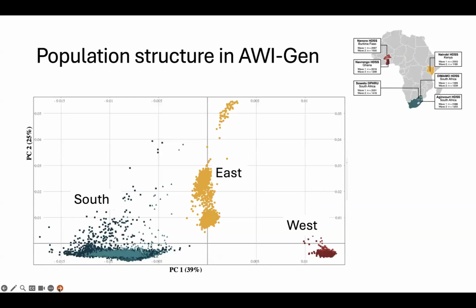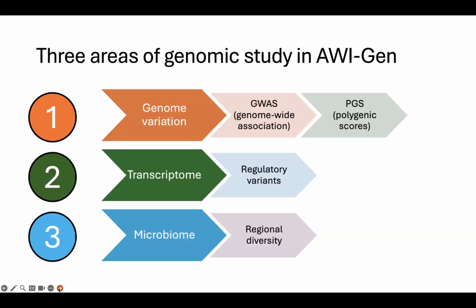This is just showing you genetically how different these populations are, similar to what I showed you before. But you can see that even within AWI-Gen, we have a lot of population structure. This complicates the way in which we do the genetic analysis. Because remember, I was saying that the same interventions are not going to work everywhere in Africa. So we have to adjust for these changes in genetics.